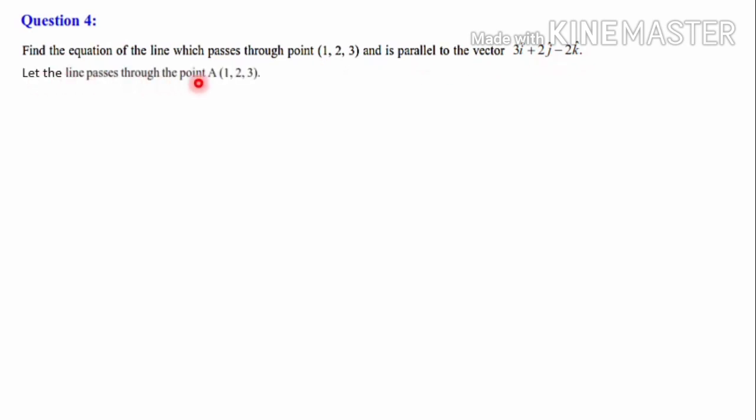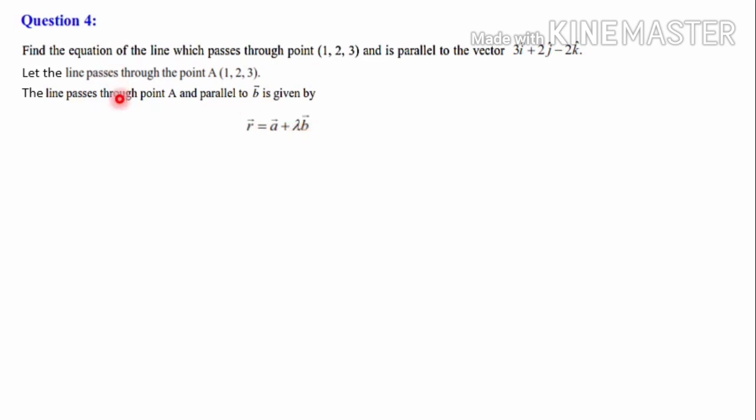Let the line pass through the point A(1, 2, 3). So we have taken the point as A(1, 2, 3). Then the line passes through the point A and parallel to vector B is given by vector R equal to vector A plus lambda into vector B.